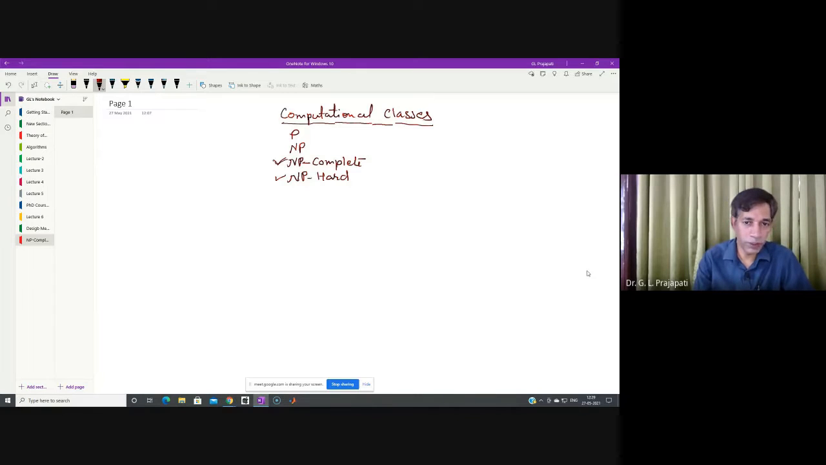So before solving the problem, we should know the characteristic of the problem, meaning in which class your problem comes. If your problem comes in the class P, then you will have the solution, just like we have the solution for searching, sorting, matrix multiplication. These are the problems which come in the class P. So for all such problems, we have the polynomial time algorithm, meaning the algorithm runs in polynomial time.